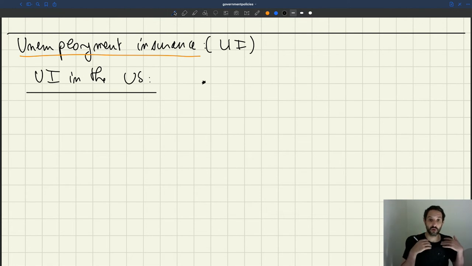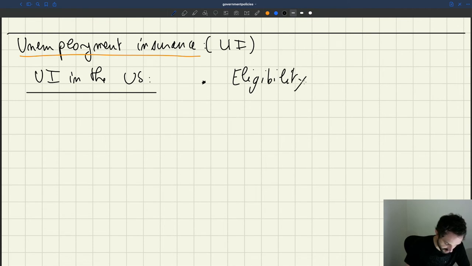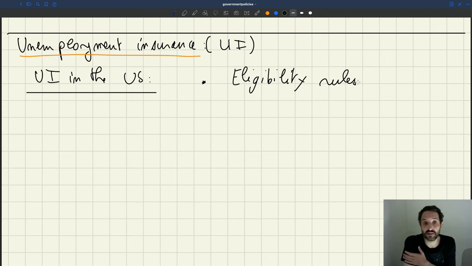First of all, not all workers who are unemployed are eligible to UI. So there are some eligibility rules to receive UI. For instance, you need to have worked before. So if you're a student and you enter the labor market as unemployed, you cannot get UI. You need to have previous work experience, and you need to have basically paid taxes into the UI system to be eligible to UI. Also, if you quit, you're not eligible to UI, you need to have been laid off. If it's a voluntary separation, you're not going to be eligible. So there are a bunch of rules like that, such that not everybody is eligible.